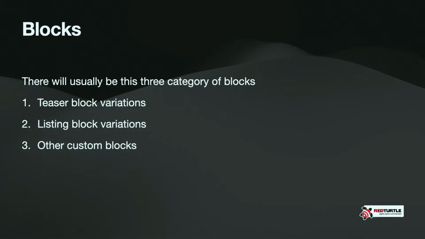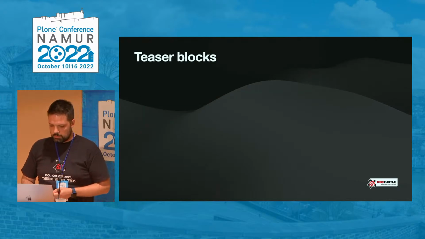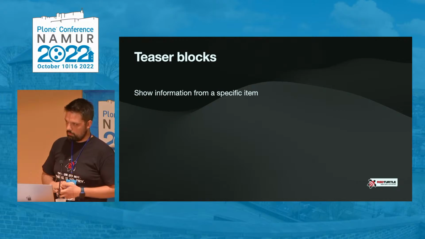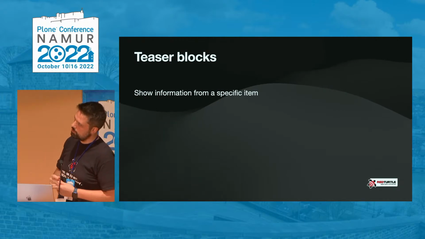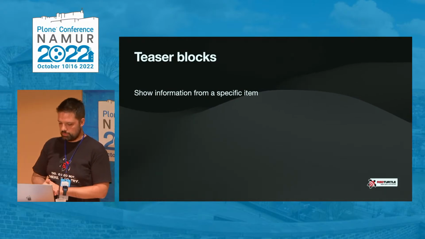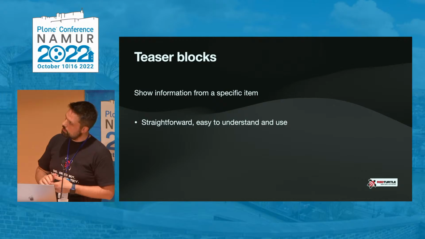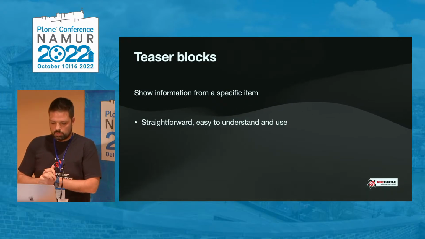So what are the kinds of blocks that it is usually interesting to keep into consideration? As I said, teaser blocks and listing blocks are a special case usually, and then there can be any kind of custom blocks for any kind of need. A teaser block is a block that shows information from a specific item you have to pick. It's the simplest implementation of a teaser block. And it's usually very straightforward and easy to understand and to use.